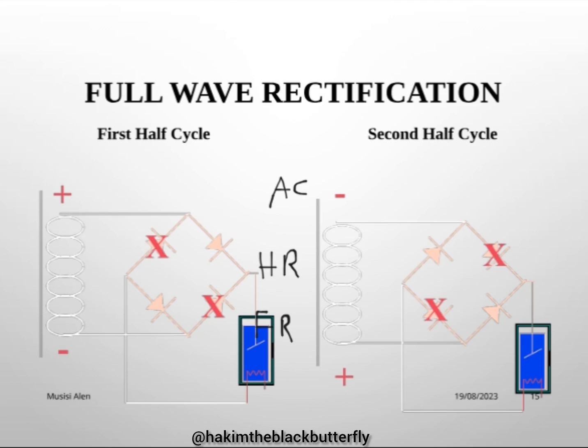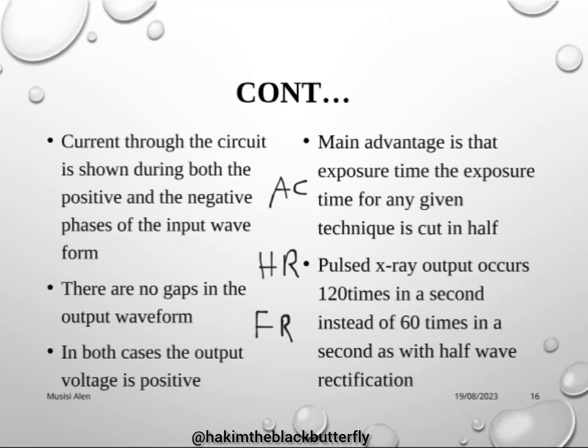So for full wave rectification, you can use 4 or more rectifiers. Can be 4 in number or even more. You saw that for the half wave rectification, we only use 2. For the full, we can use 4 or even more to fully rectify the voltage. So current through the circuit is shown during both positive and negative phases of the input waveform.